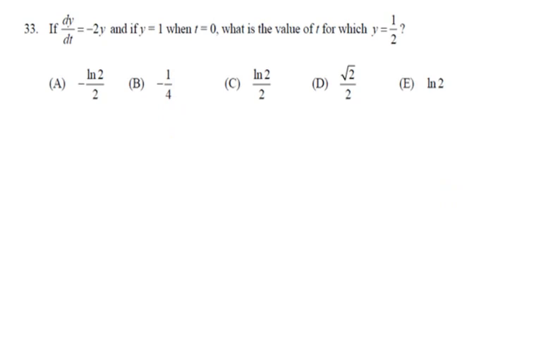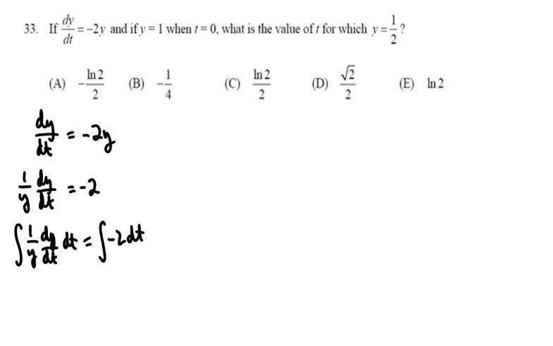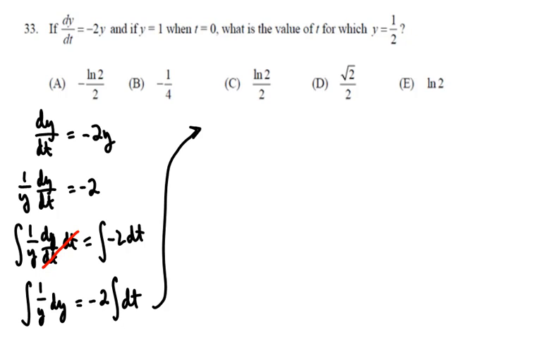Number 33 is going to be solved by the separation of variables technique. We start with dy dt equals negative 2y. We're going to divide both sides by y, and we end up with 1 over y dy dt is equal to negative 2. I'm going to integrate both sides with respect to t. And when we do that, we get integral 1 over y dy is equal to negative 2 dt. We integrate both sides, we get ln of absolute value of y is equal to negative 2t plus c.